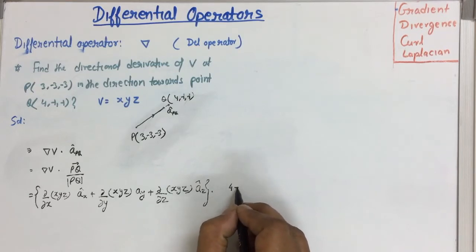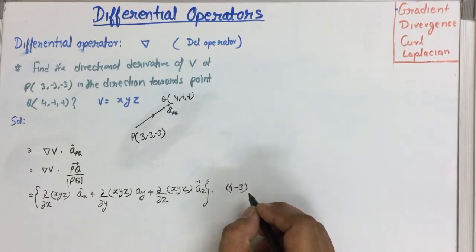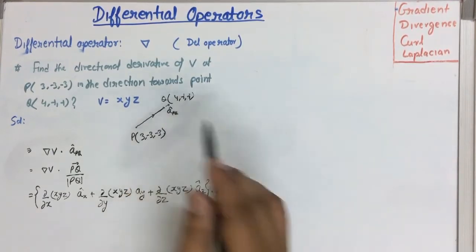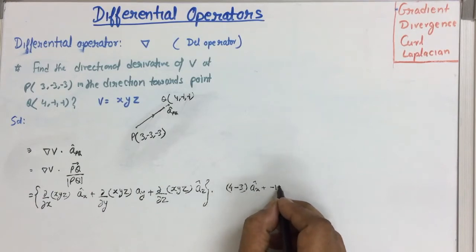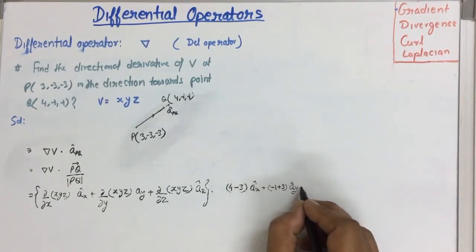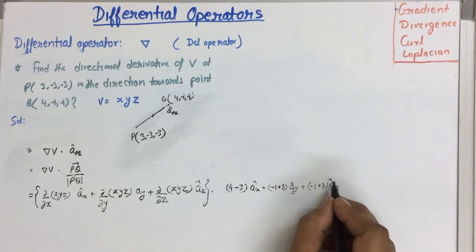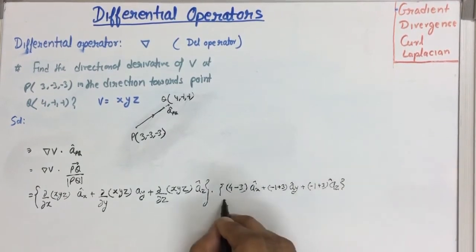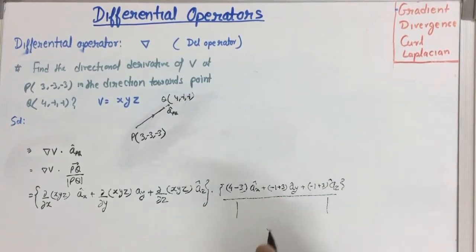So Q minus P can be written as 4 minus 3 in the direction of ax, plus minus 1 minus minus 3 in the direction of ay, plus minus 1 minus minus 3 in the direction of az, and this is PQ.